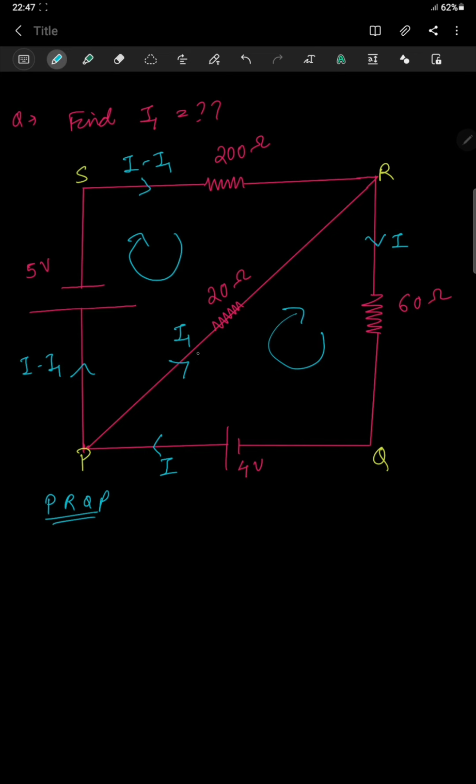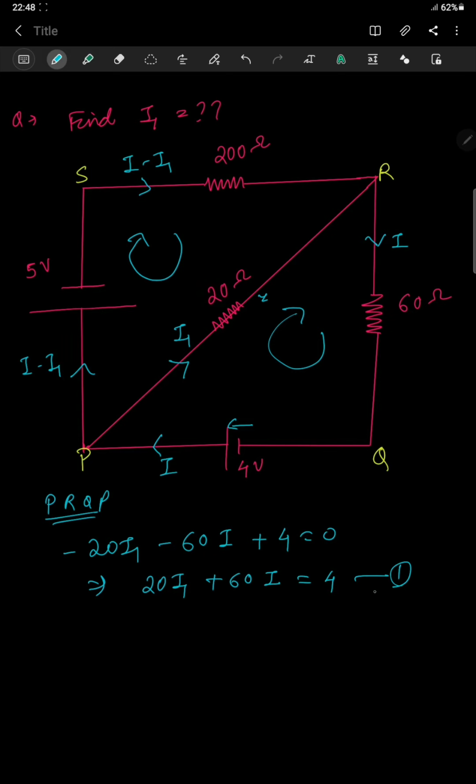So my direction and the current direction across the 20 ohm resistor is the same. So it will be minus 20 I1. Then comes the 60 ohm. My direction and current direction are the same. So minus 60 I plus 4. Why plus 4? I go from lower potential to higher potential, so higher means plus 4 is equal to 0. Let me simplify it. So 20 I1 plus 60 I equals 4. Give it as equation 1.